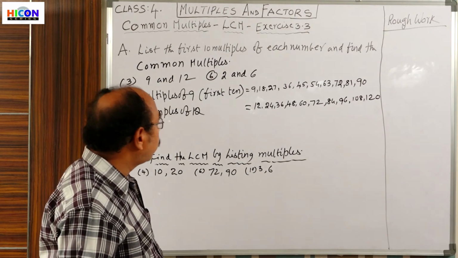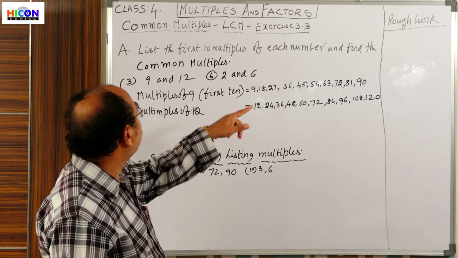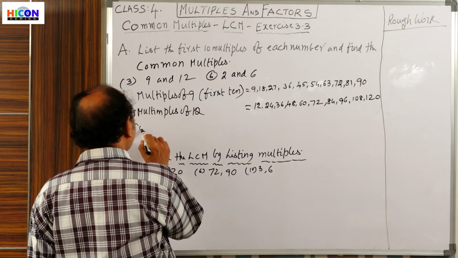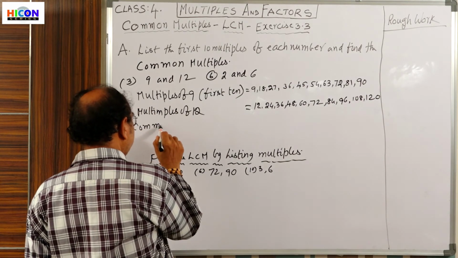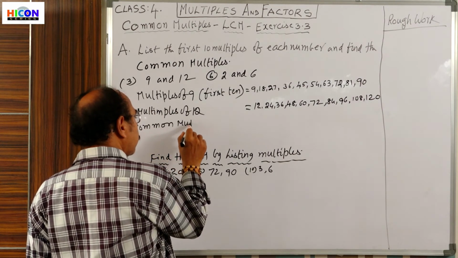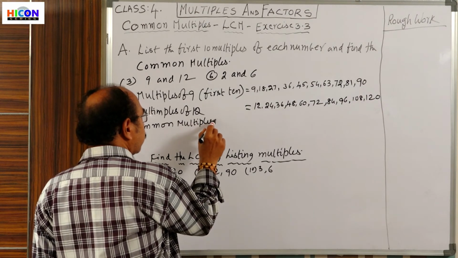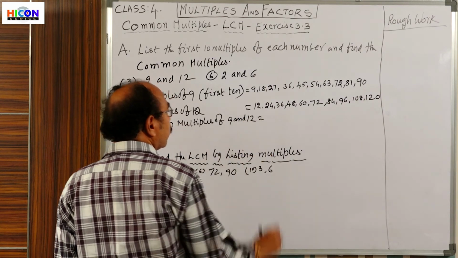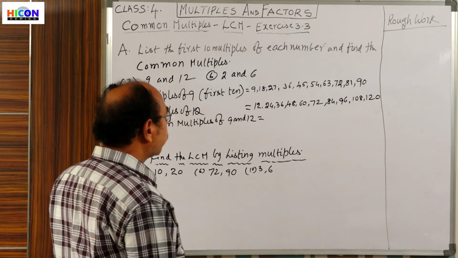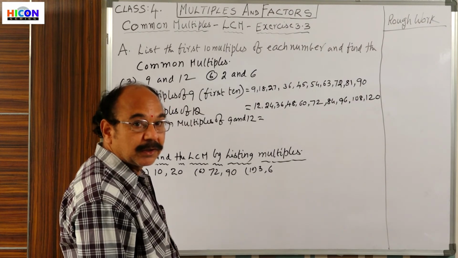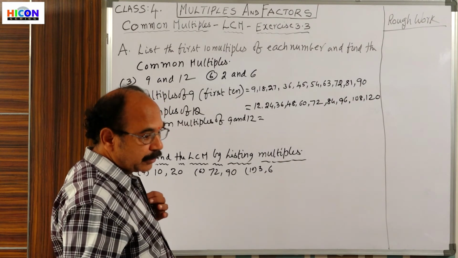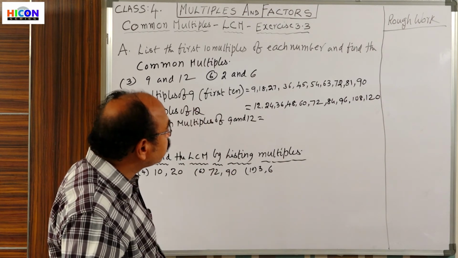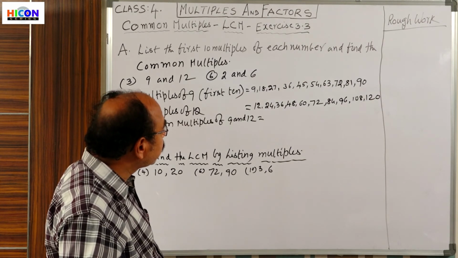So multiples of 12 are over, multiples of 9 are over. Next, find the common multiples of 9 and 12. Common means what? They have to be in the multiples of 9 and in the multiples of 12. What are the common multiples here? Select the common multiples here.